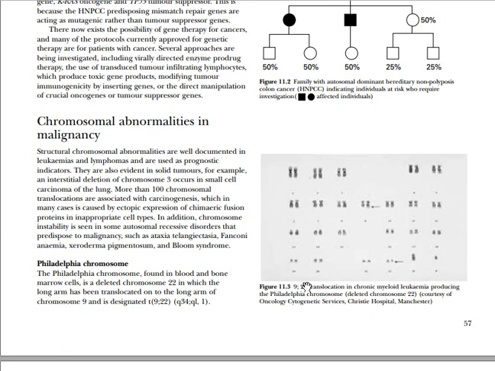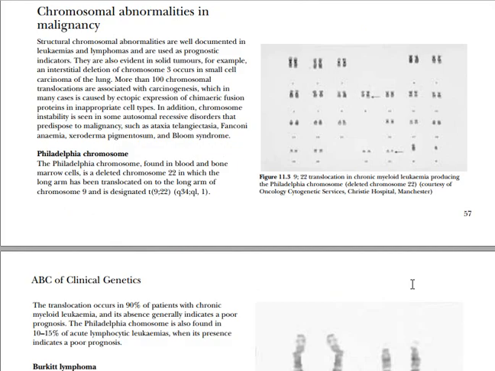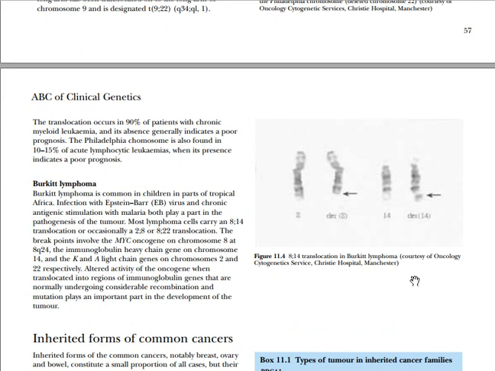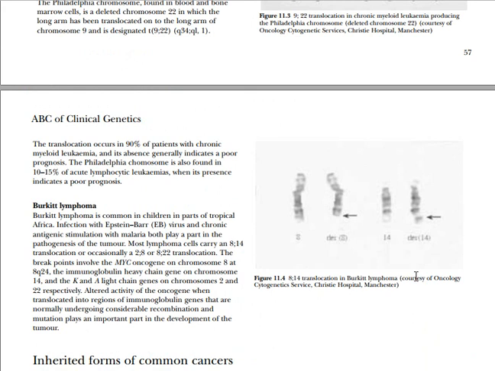So you have a 9-22 translocation, and this predisposes you to chronic myeloid leukemia. Is it clear? So that association can predispose you to chronic myeloid leukemia. About 90% of patients with chronic myeloid leukemia have this translocation, the Philadelphia chromosome.